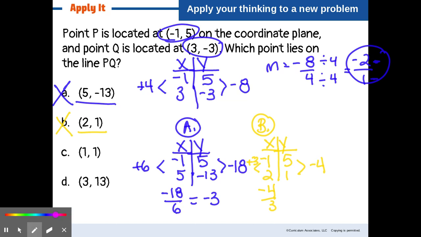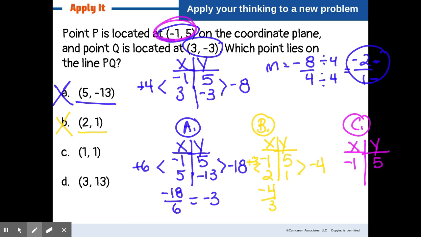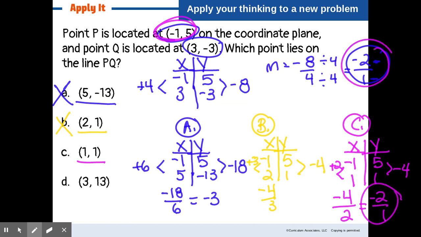One other option I have is C, which I have my x and y table again. I am going to start with my -1, 5, which again is just a pair that I have up in the problem, and then I'm going to use 1, 1. How do I go from 5 to 1? Well, I subtract 4. How do I go from -1 to 1? I add 2. So rise is -4, run is +2. That reduces down to -2 over 1. That matches my slope up here. So C would be my answer because I end up with the same slope.